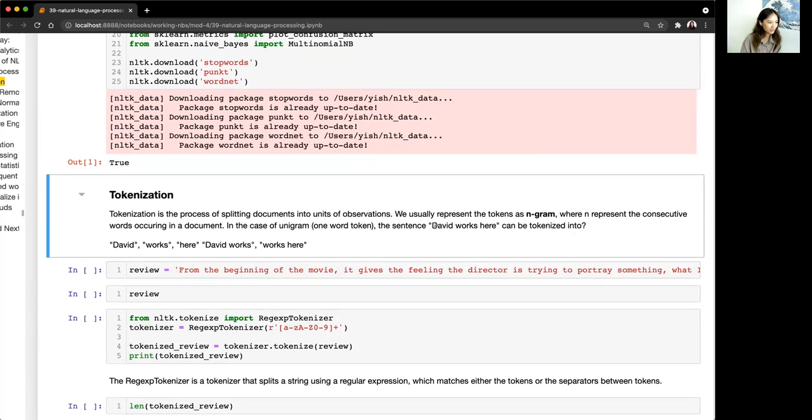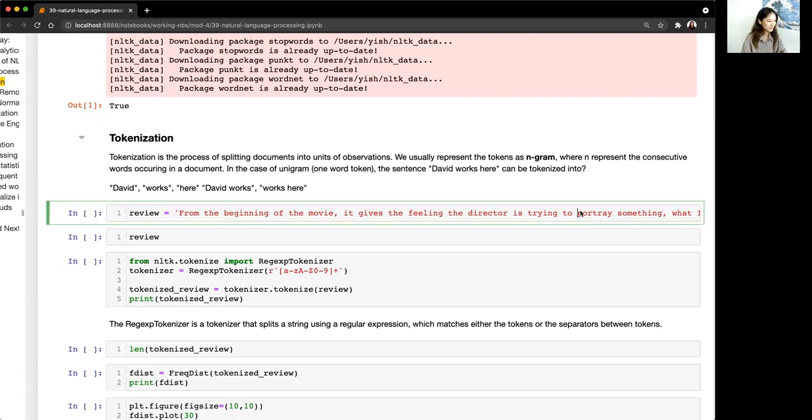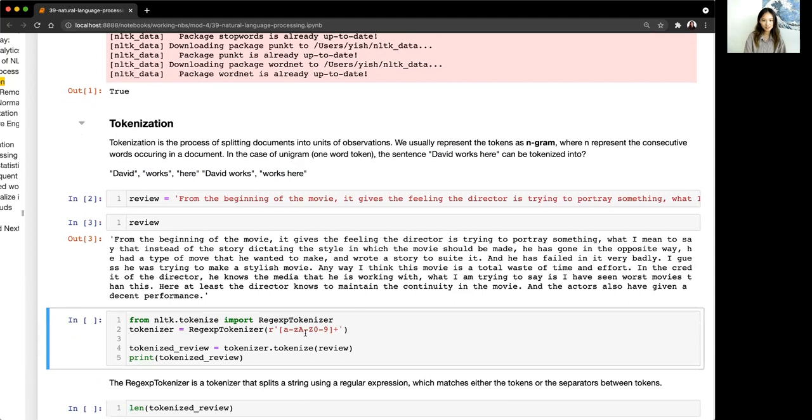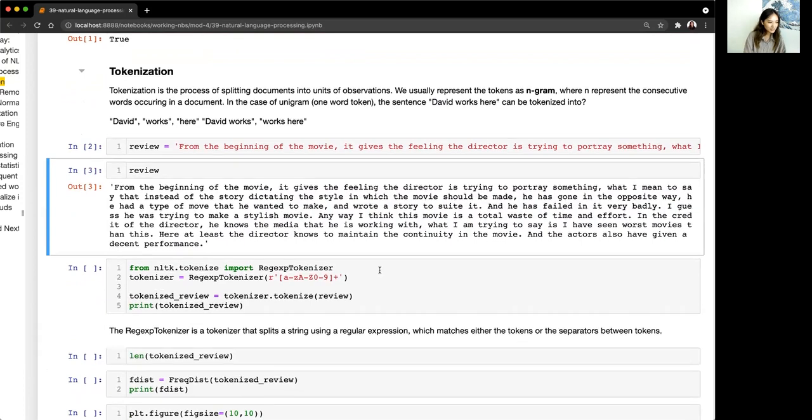Just as an example, the sentence "David works here" can be tokenized into the three single words David, works, and here, but also the pairs of words, "David works" and "works here." Doing these higher-order n-grams basically allows us to look at commonly occurring patterns or groups of words, and we'll see how that might affect our model later. As an example, here's a review that we'll work with to start, a very simple movie review, that's it. There are actually many different ways to tokenize text, and a lot of different libraries that do tokenization.